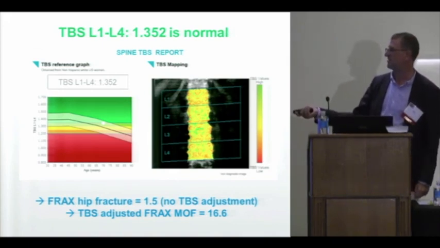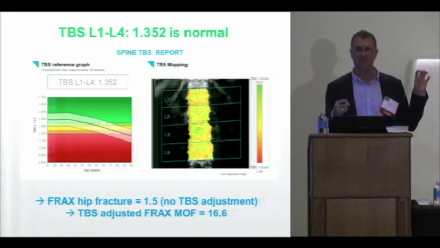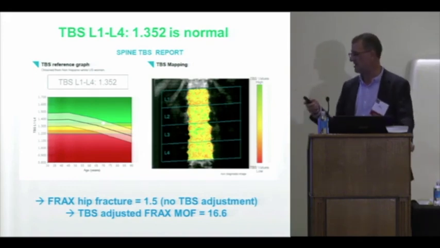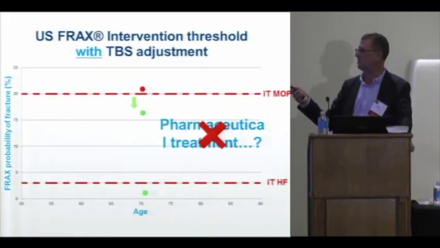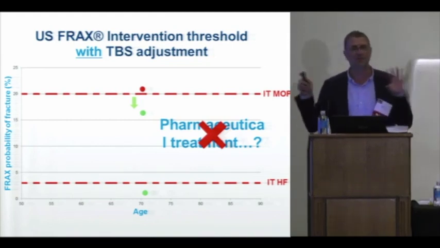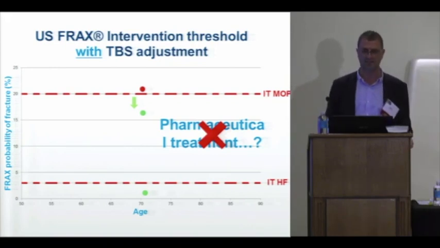So that moves the FRAX to 16.6, but there is no impact on FRAX hip fracture. It was 0. So no adjustment. That means the patient will move from above threshold to below threshold. So in that case, if you apply the guidelines strictly, you will not treat that patient.